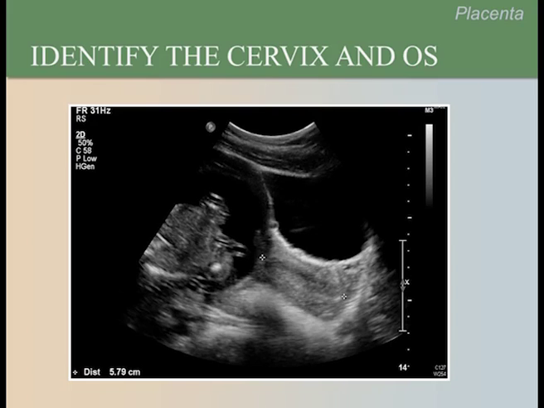The first step is to identify the cervix and internal os. Please pause the video and ask for 1 or 2 volunteers to point out the fetus, cervix, internal os, and bladder. Here we have identified the fetus, bladder, and cervix.